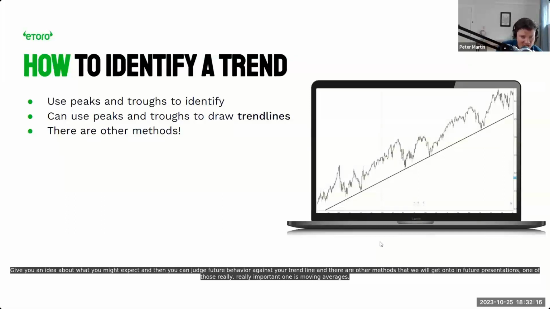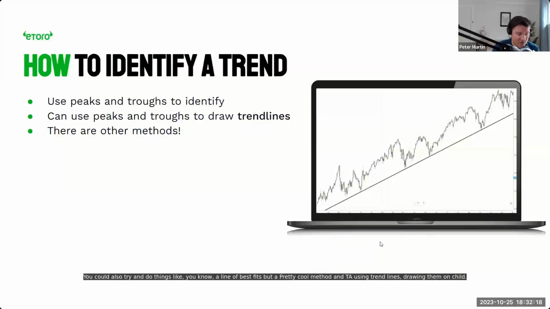And there are other methods that we will get onto in future presentations. One of those really, really important ones is moving averages. You could also try and do things like a line of best fit, but a pretty core method in TA is using trend lines, drawing them on charts.